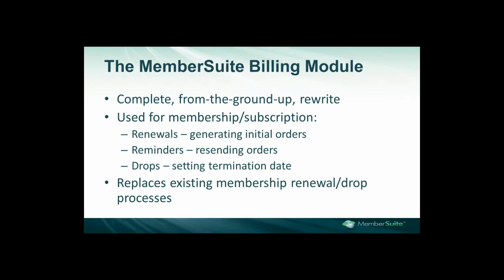It does three major things. It does renewals, which is generating initial renewal orders. So if your membership is about to expire, ordering you a new membership. Reminders, which is a new concept. This did not exist prior to this release. So not generating a new order, but seeing that somebody has an open invoice on their membership or subscription and needs to be reminded to go pay it. And then drops, which is essentially terminating memberships and subscriptions past some configured grace period. And these replace all of the existing membership renewal and drop processes.